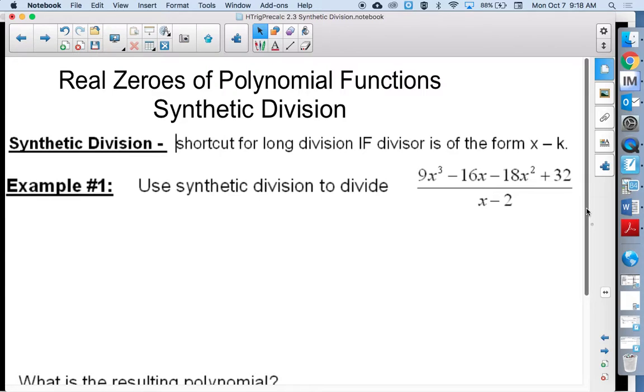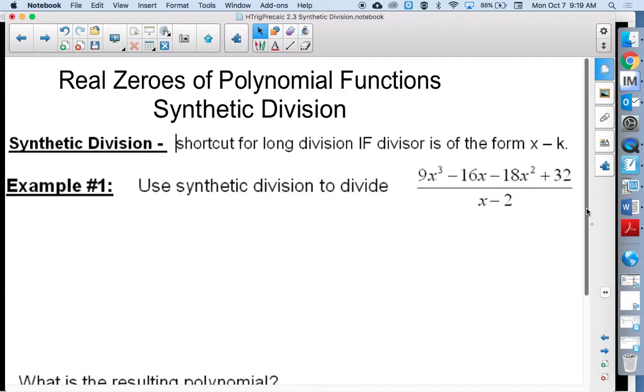Dylan, if something is synthetic, another word for synthetic is? Made. Okay, made by a person, which generally means that it is fake, it's not natural, it's not from cotton. So essentially we think of it as fake. So synthetic division is fake division. It says synthetic division is a shortcut for long division. Yay, you guys like shortcuts. So yay for a shortcut.